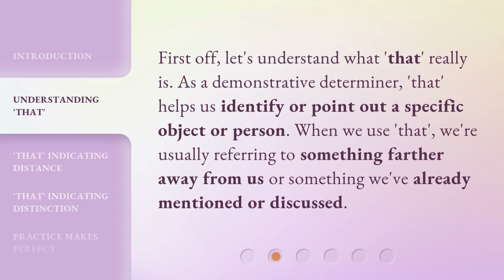First off, let's understand what that really is. As a demonstrative determiner, that helps us identify or point out a specific object or person. When we use that, we're usually referring to something farther away from us or something we've already mentioned or discussed.